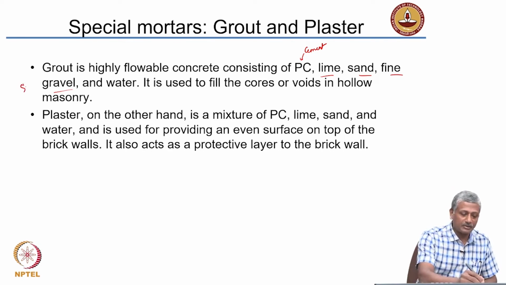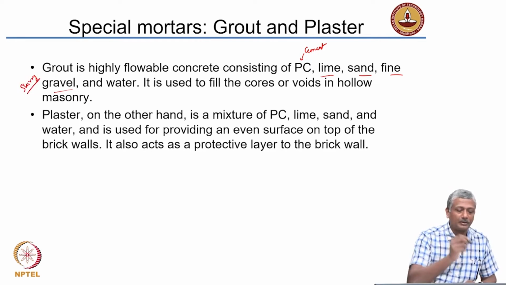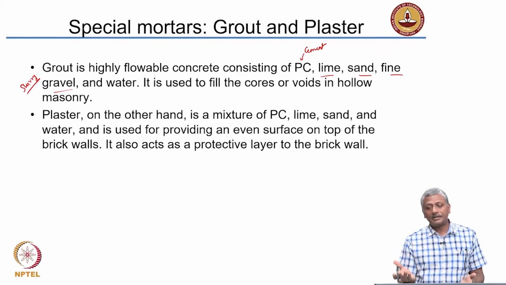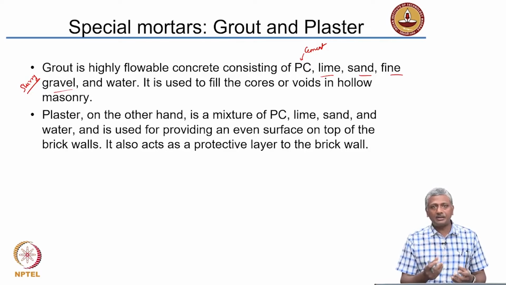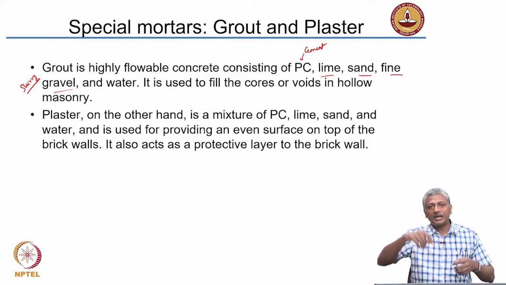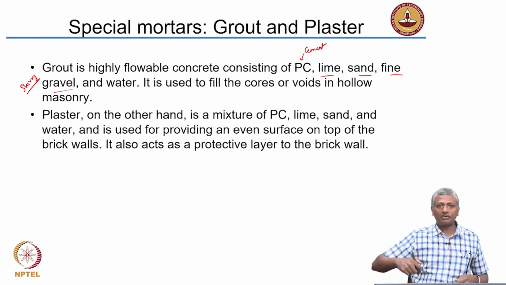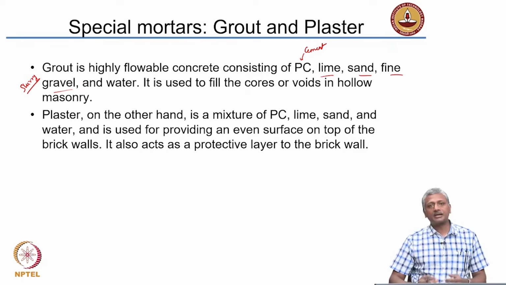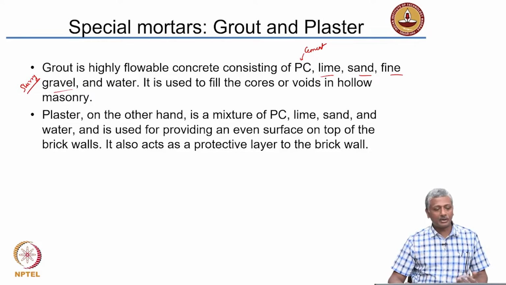So, slurry made with a mixture of binding material like cement or lime, and then you have sand and fine gravel along with water. So, the advantage is when you have the slurry, if you have built up your wall and you realize that there are some portions of the wall that have a lot of cavities and holes, you can fill up those holes with this slurry after the entire wall is constructed. So, that is called a grout.